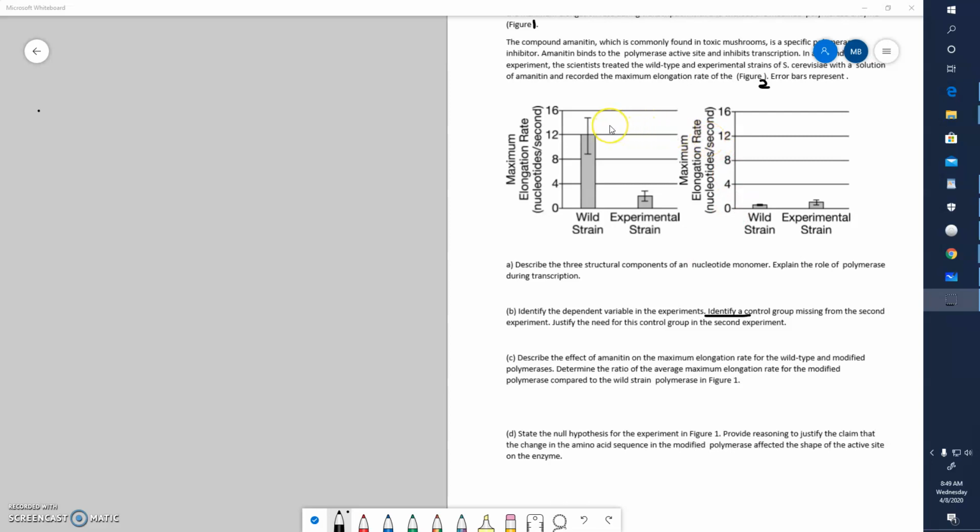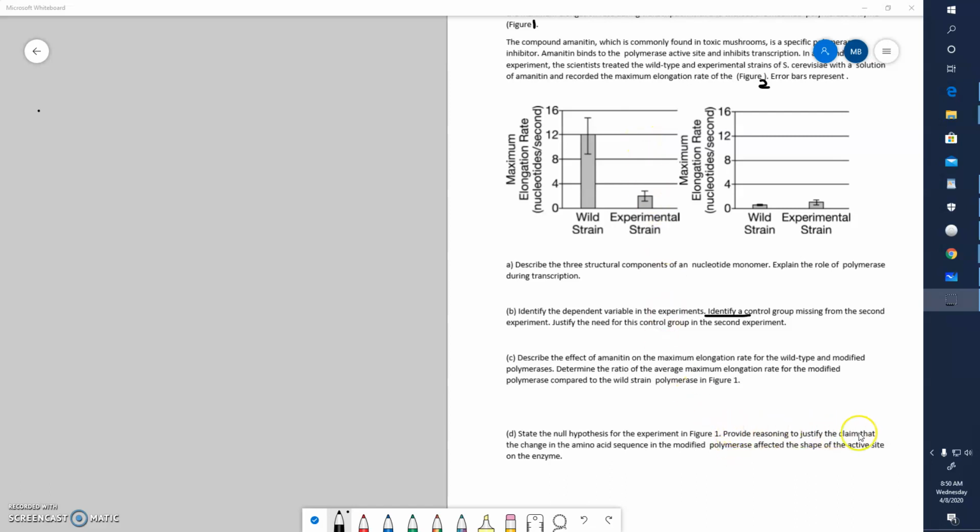So for this one, any difference between the two elongation rates is due to chance would be one null hypothesis, or the modified RNA polymerase would not affect the elongation rate. Those would be null hypotheses you could use. There's any number you could pick, but basically there's nothing fancy going on here. Whatever's happening here is not affecting the other one, whatever the difference is.